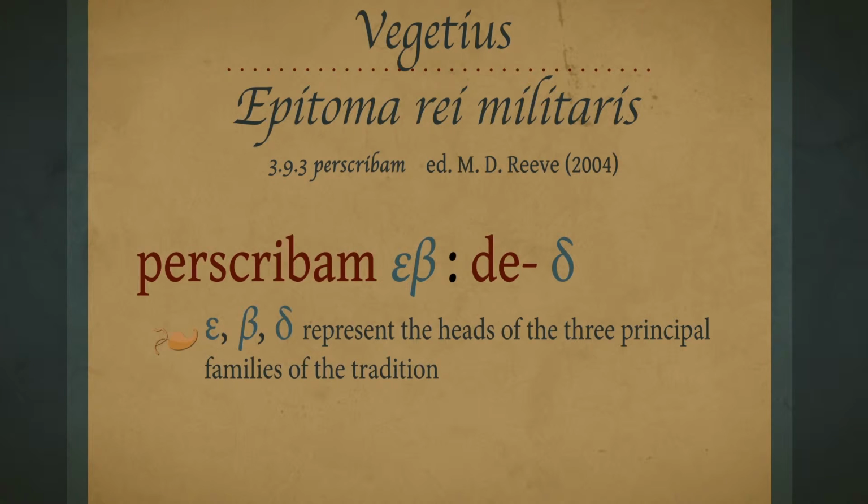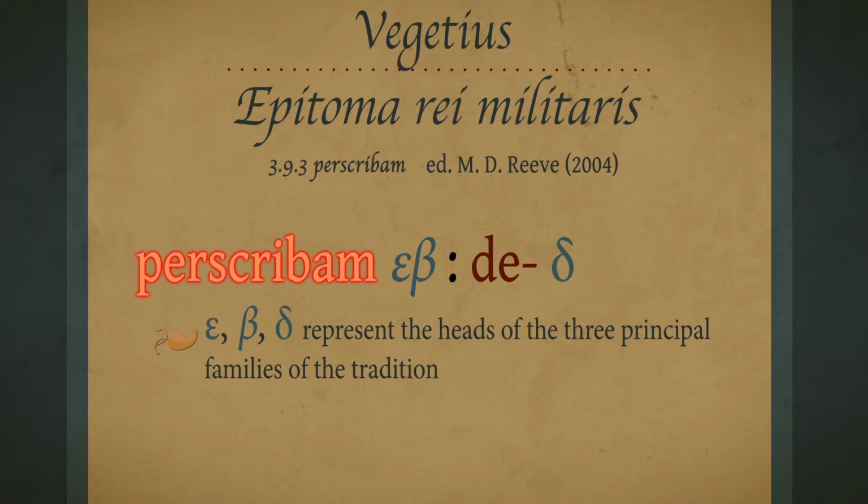Here, epsilon, beta, and delta represent the heads of the 3 principal families of the tradition. The editor, following the agreement of epsilon and beta, prints per scribam. The variant de scribam in delta is an innovation. This note offers both an explanation of the reading in the text, the editor follows the archetype, and evidence relevant to the overall assessment of the editor's stemma.